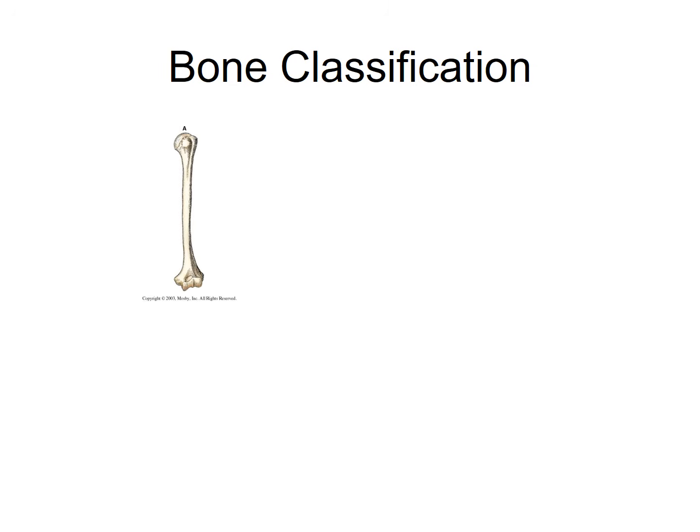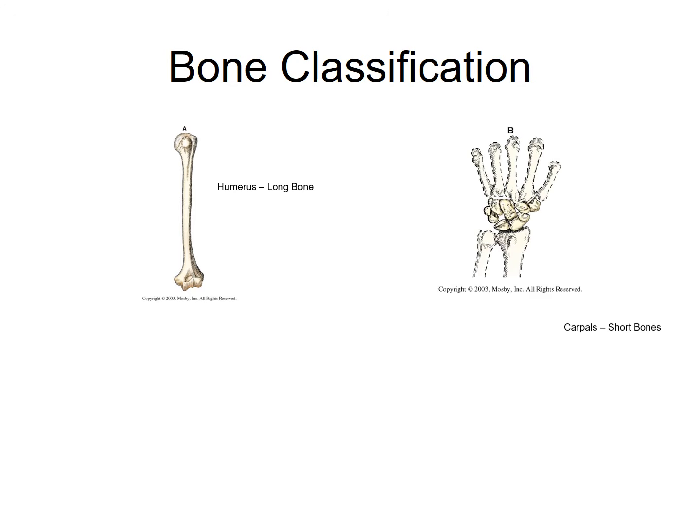We can classify bones by different names. For example, in our body, we have long bones, like our humerus, which is in the arm area. That's a long bone. We have short bones, and these are the bones of our wrists, our carpals, or the bones of our ankle area, which are our tarsals. These are short bones.